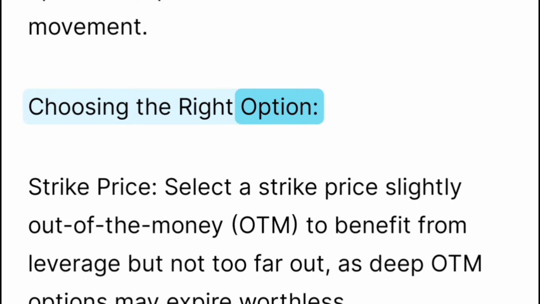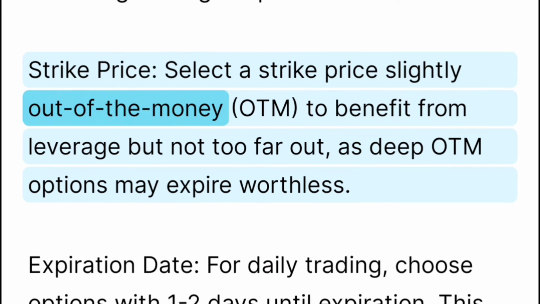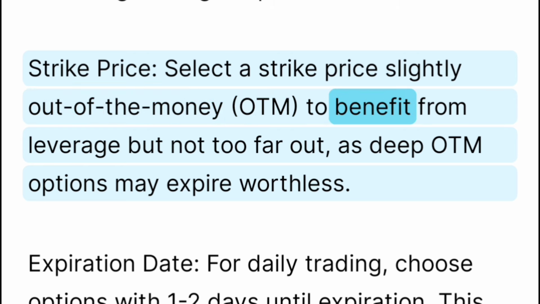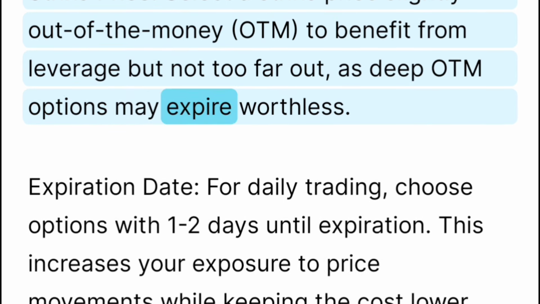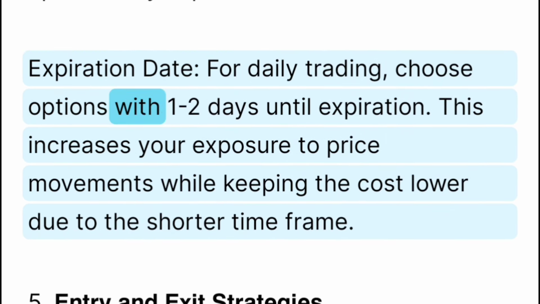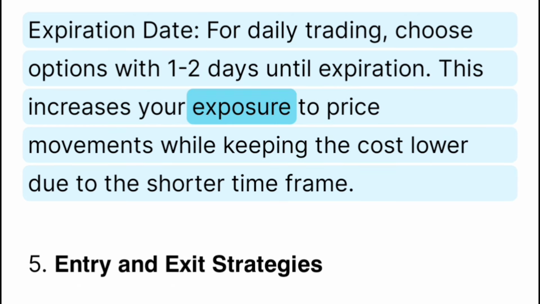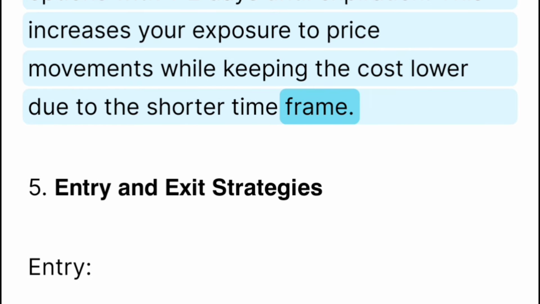Choosing the right option. Strike price. Select a strike price slightly out of the money, OTM, to benefit from leverage but not too far out, as deep OTM options may expire worthless. Expiration date. For daily trading, choose options with 1-2 days until expiration. This increases your exposure to price movements while keeping the cost lower due to the shorter time frame.